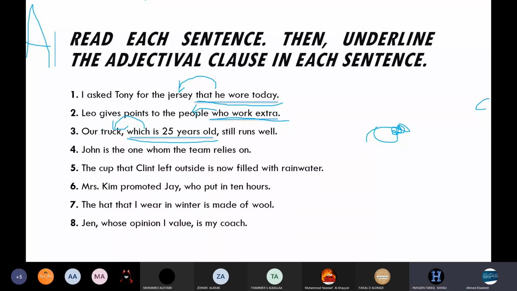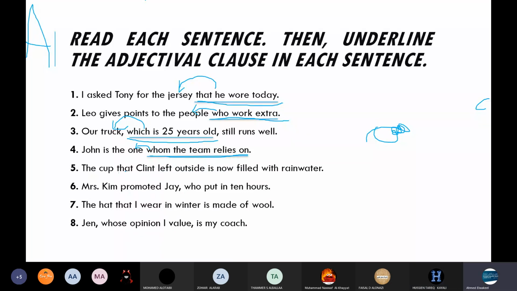Can I answer number 4? Yes, Hussein. John is the one whom the team relies on. The clause is "whom the team relies on." So "whom the team relies on" modifies John.